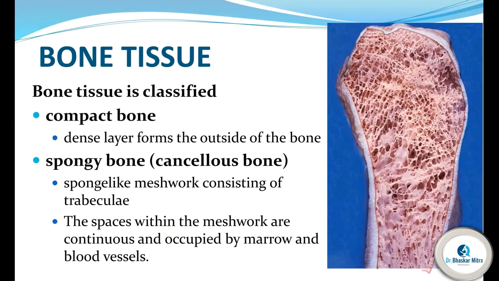Now, when we cut a long bone longitudinally, it actually looks like this. This is the stout and compact part of the bone. This is called the compact bone. This is a dense layer of the bone which mainly forms the outside part of the bone. And this is the spongy part or the cancellous part where we can see a honeycomb appearance of the bony trabeculae, and in between there is a sponge-like appearance in which the marrow cells are there.